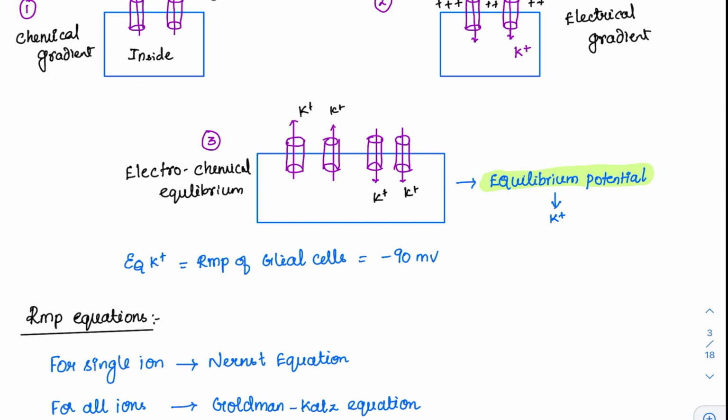Whichever is open at rest, they will be having a chemical gradient and they will be having an electrical gradient also. So this will mismatch and finally they form an electrochemical equilibrium and they will create a potential that is called the resting membrane potential.